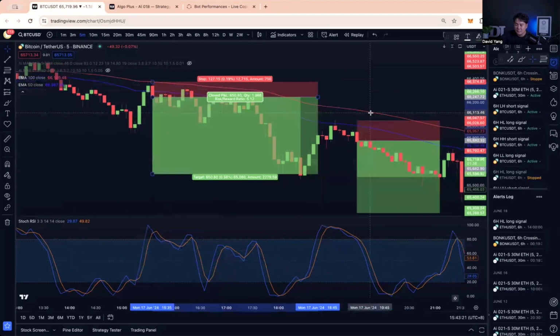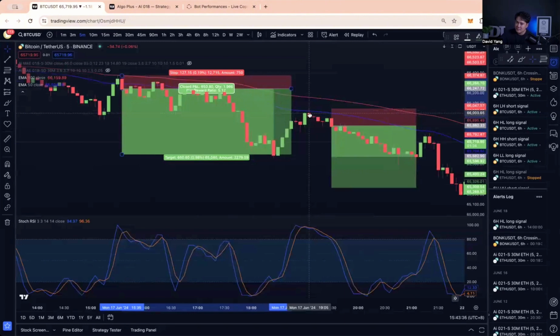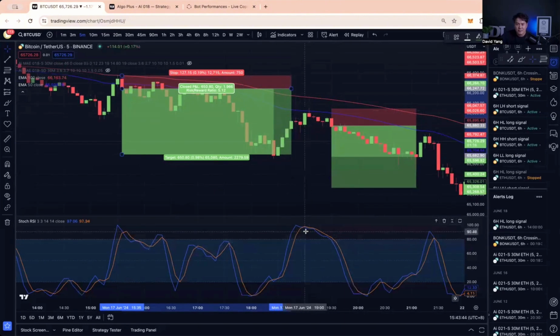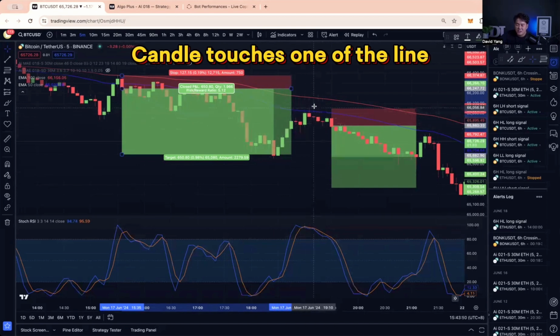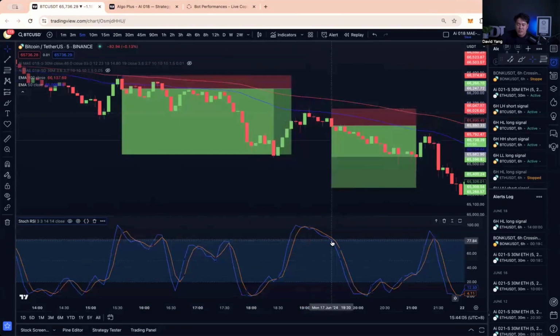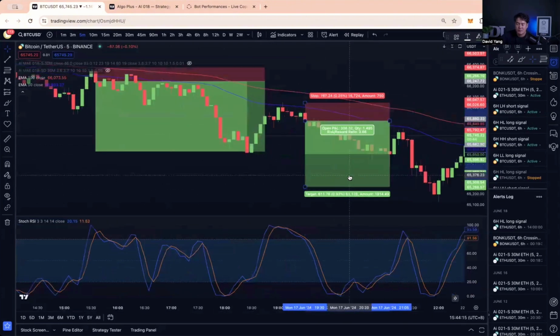Let me give you another example. First of all, you need to make sure that the candle touches the line first. That's very important. Wait for Stochastic RSI to break through 80, then wait for it to cross. When it crosses, make sure the candle touches either one of the lines. When it's slanting down and crosses below 80, from there onwards you can start to go for a short. Your stop loss should be at the previous swing high, and as usual, take 50% at 1-to-1, and with the balance let the profit fly.